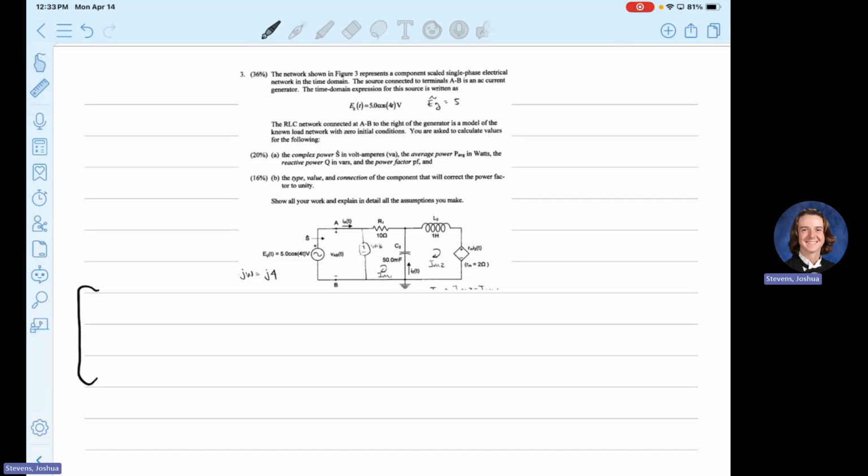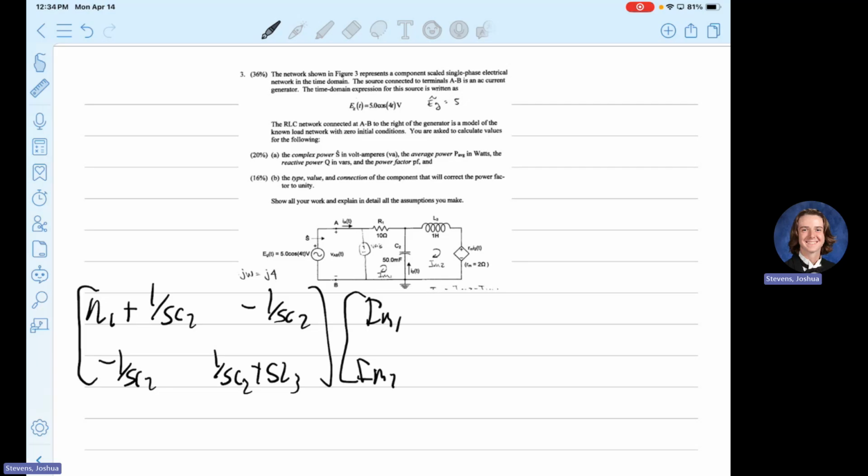J omega, exactly. I like writing S's. It's neater, even though my handwriting sucks. Okay, so we have R1 plus 1 over SC1, plus 1 over SC2, negative 1 over SC2, 1 over SC2 plus SL3.